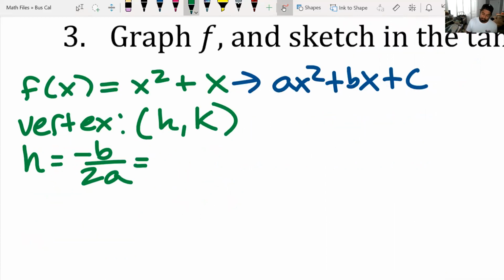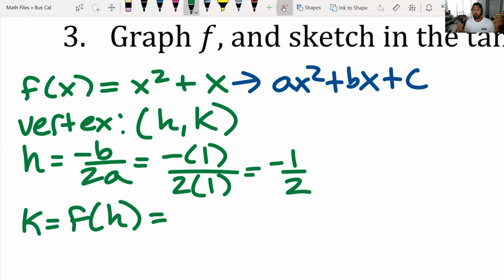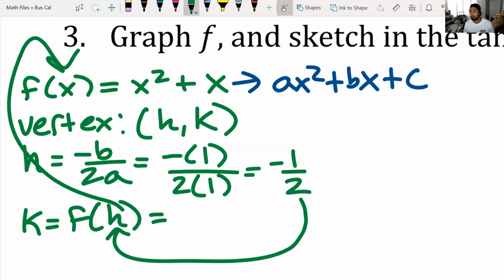Okay, so that being said, our b value from this function is going to be 1, because there's that 1 in front of that x. So we're going to have negative 1 over 2 times, and then the leading coefficient is also 1. So we get 2 times 1, so h is negative 1 half. Okay, so we have the first part of the vertex. Now we need to find k. So k is known as f of h, which means whatever you found for h, plug it in for h into the original function. That's it.